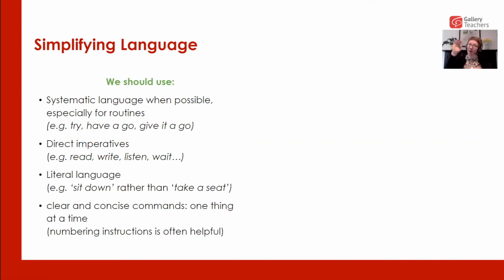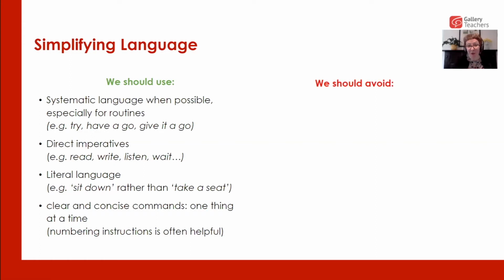I find that numbering instructions can be quite helpful. Say, okay, so number 1, I want you to read the text. So number 1, read. Number 2, answer questions. Number 3, check with your partner. What's number 1? What's number 2? What's number 3? And it becomes an easy way to check your instructions as well.